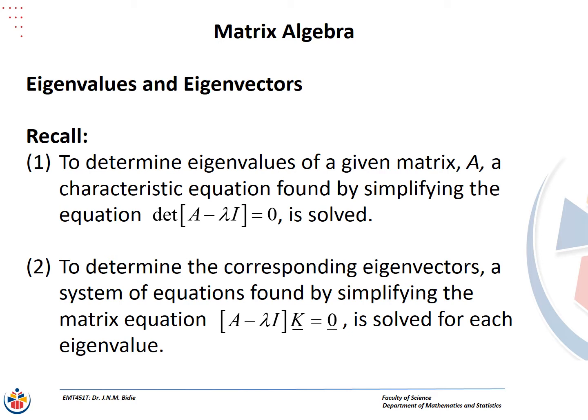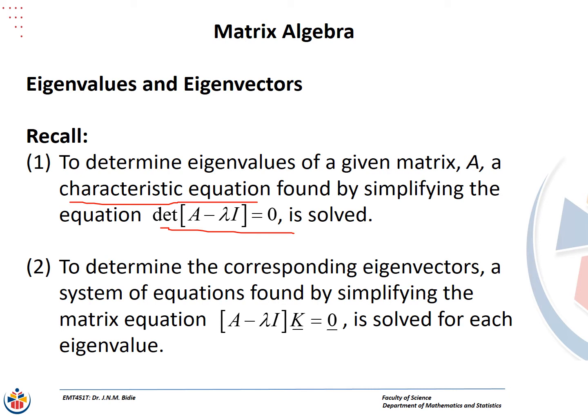So as part of recollection, we have to remember that in order for us to find the eigenvalues for a particular given matrix, we need to get a characteristic equation. And that characteristic equation has to be found by simplifying the determinant of A minus lambda I equal to 0, and then we solve it. There are different kinds of eigenvalues that you may get. There are repeating eigenvalues, there are distinct and real eigenvalues, as well as complex eigenvalues.